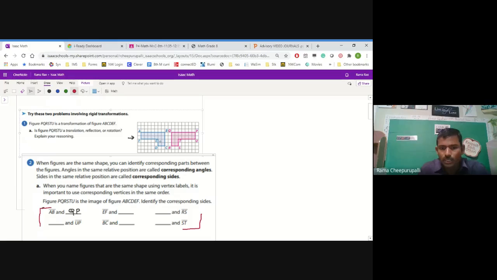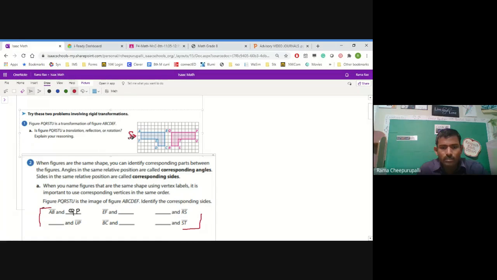So when you look at these two pictures up here, corresponding sides means, you see this AF. What do you guys think, if I flip this picture, AF is going to match with what side? Please put them in the chat box. AF is the same as which side? Put them in the chat box, please. So if these pictures are flipped over, AF is matching with which side on the pink picture?